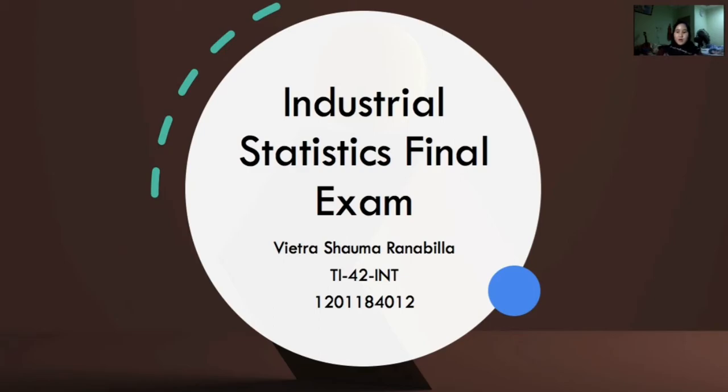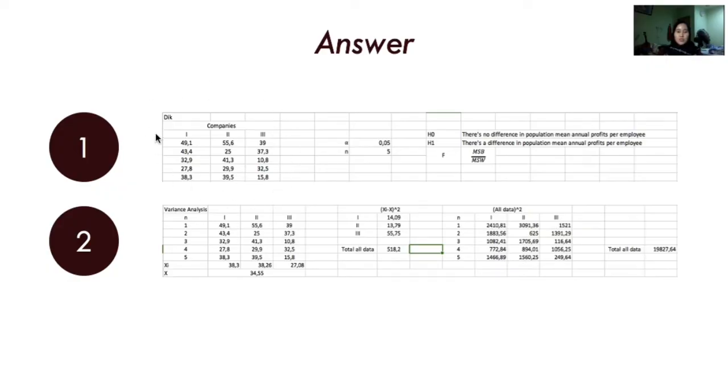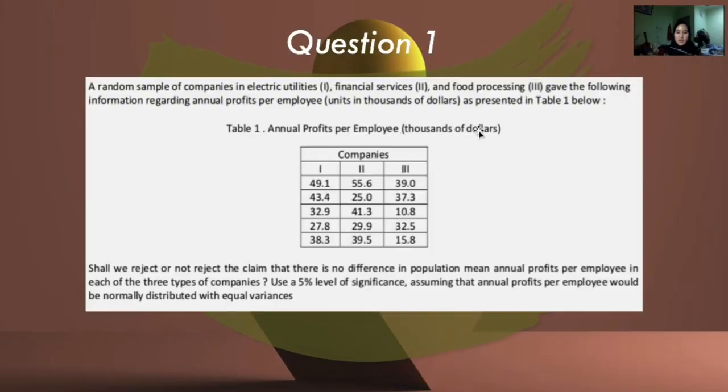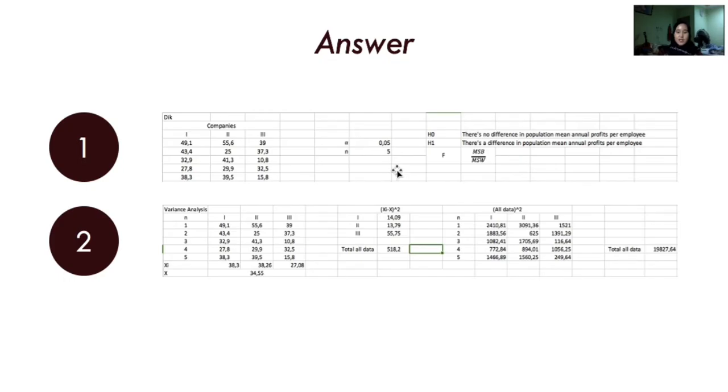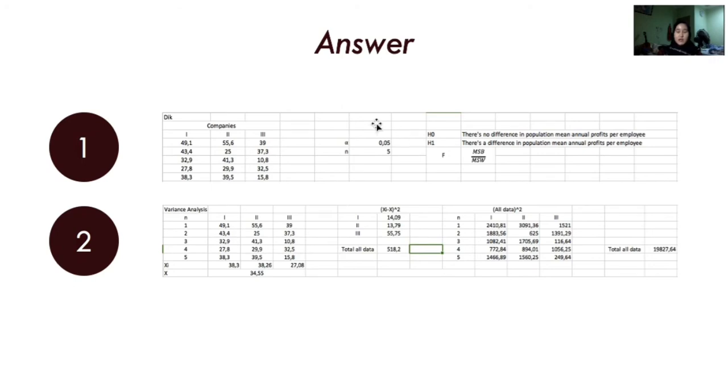So, this is the question. And the first thing that we have to do is to define the data from the question into the Excel. So, this is what I got from the question. We define it like this, and because it said to use a 5% level of significance, that means the alpha is 0.05 and n equals 5, because in each company there are 5 data that we have to calculate. And then to conclude our answer, I already wrote it here.